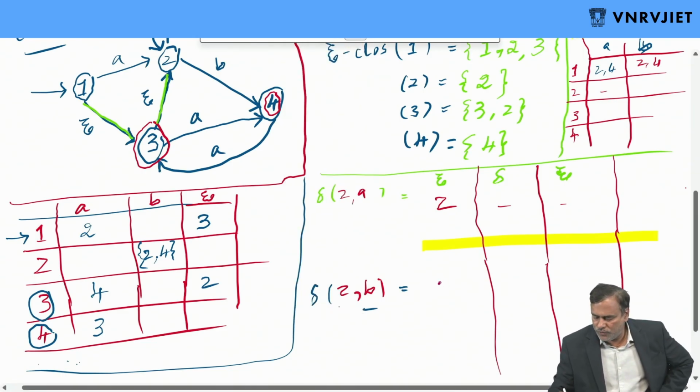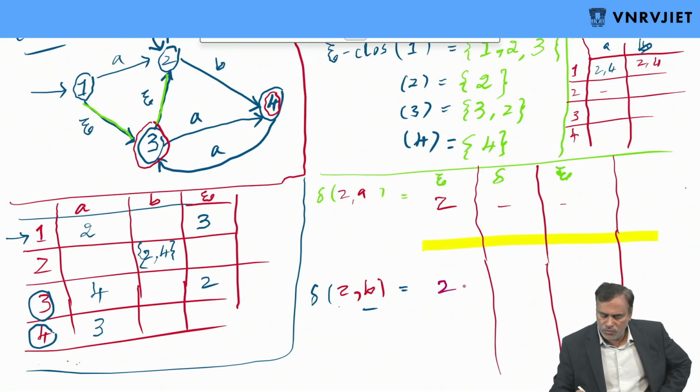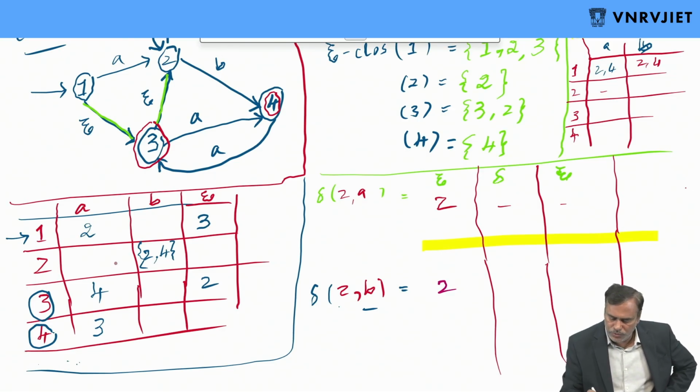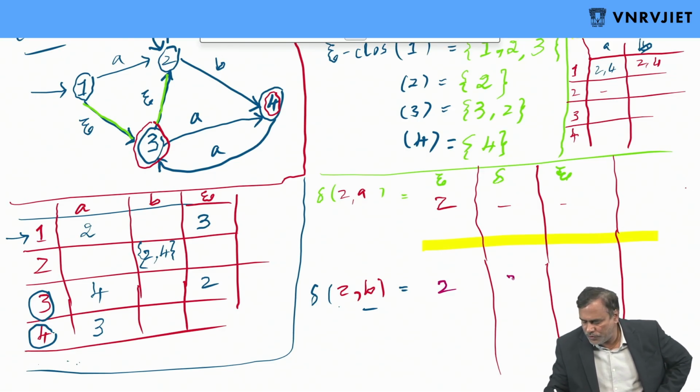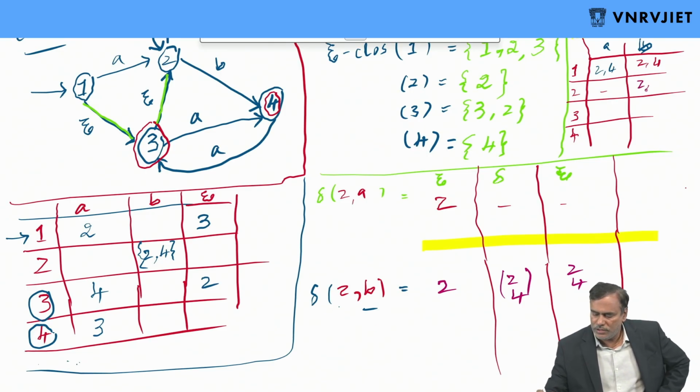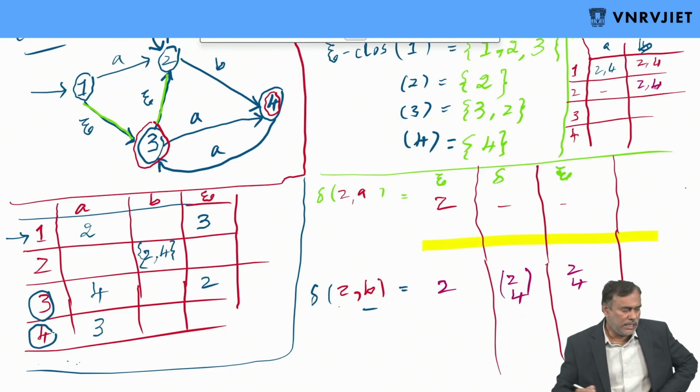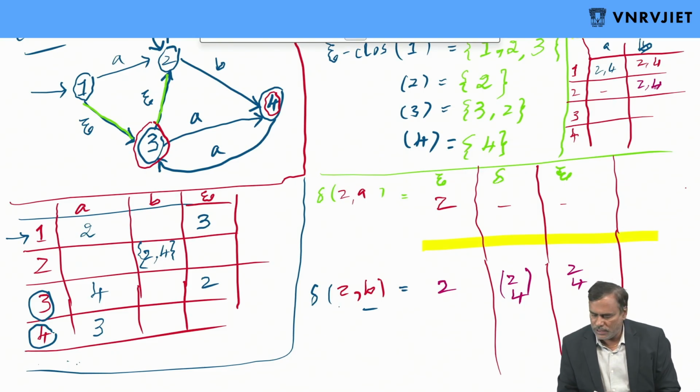So epsilon closure of 2, we know that is 2. 2 on B is what? From the table, 2 on B is 2, 4. You are going to get 2, 4. And then you have to take the epsilon closure of this 2, 4. We know epsilon closure of 2 is 2, epsilon closure of 4 is 4. Therefore, you are going to get 2, 4 itself. Therefore, delta of 2B is 2 and 4. I think you followed this.